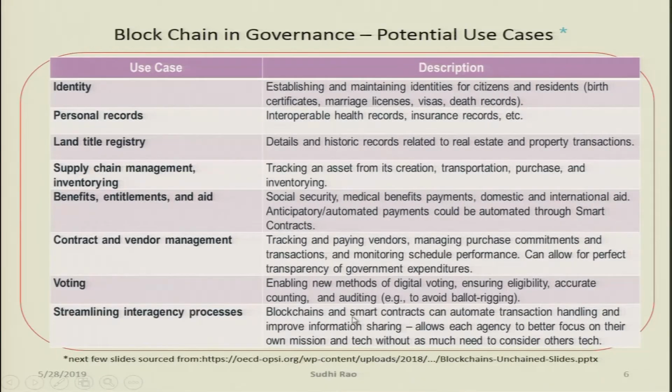And streamlining intra-agency processes. Blockchains and smart contracts can automate transaction handling and improve information sharing, which allows each agency to better focus on their own mission and tech without as much need to consider others' tech. Let us go back to the example which IBM provided in logistics. There are 30 forms, 30 agencies to be interacted with. If each of them had to deal with one to one, or each of them had to take an initiative to do the next transaction with them, there will be 30 different transactions of 30 different people involved in doing those. And this process can add significant delay to the whole cycle.